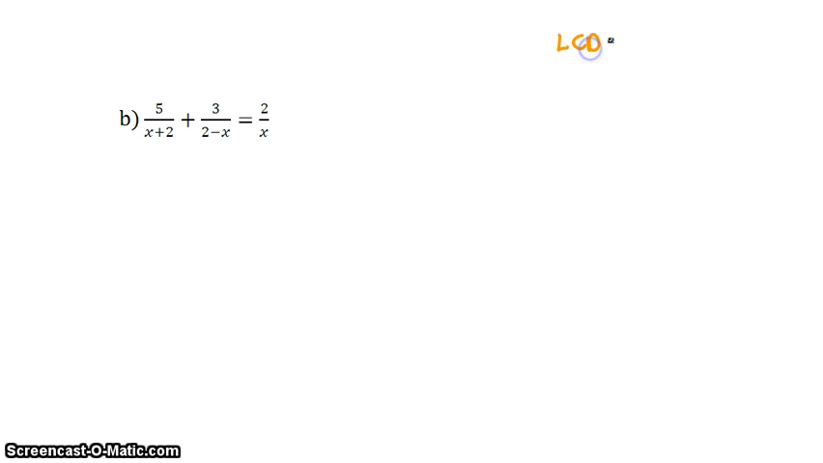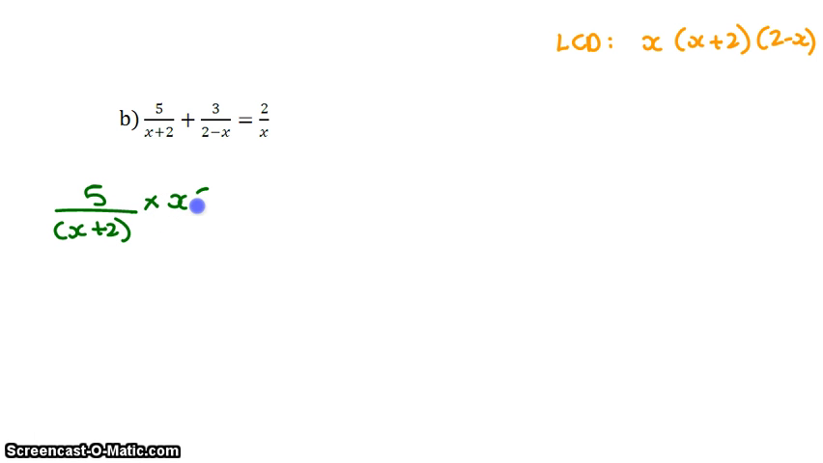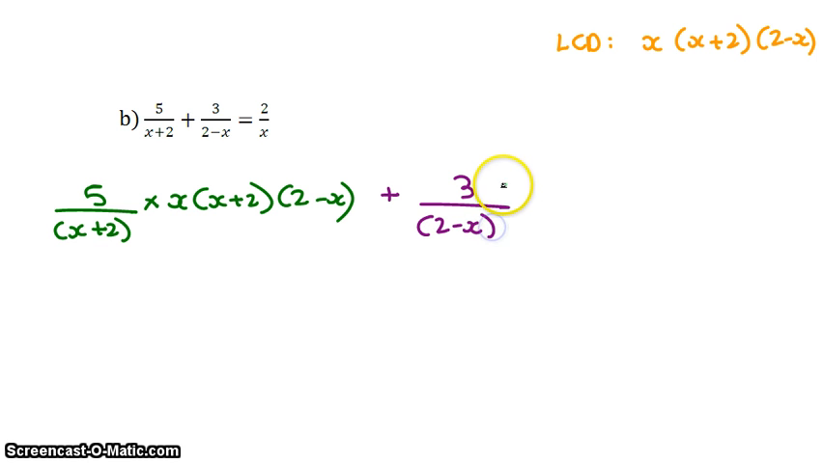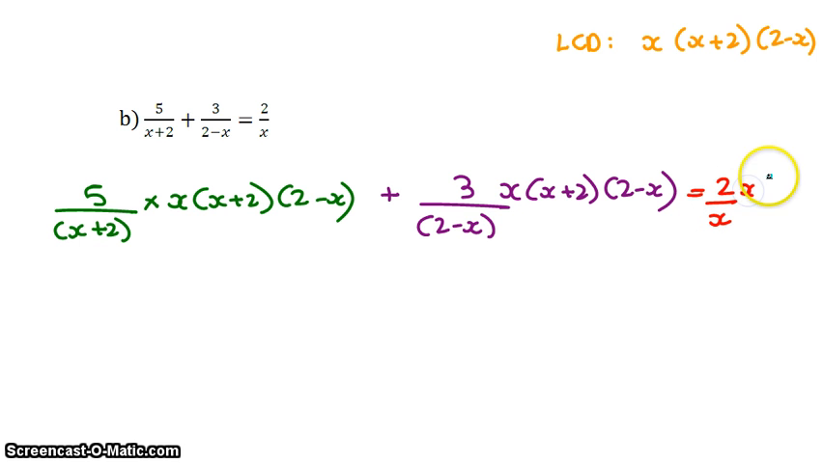Now, the lowest common denominator clearly has to have an x. It needs to have an x plus 2. And it needs to have a 2 minus x. Which means I'm going to multiply each one of these terms by my lowest common denominator. So I'm going to multiply it by x, x plus 2, 2 minus x. I'm going to multiply my second term by exactly the same denominator, x, x plus 2, 2 minus x. And as long as I do the same thing to everything, I haven't broken any rules.